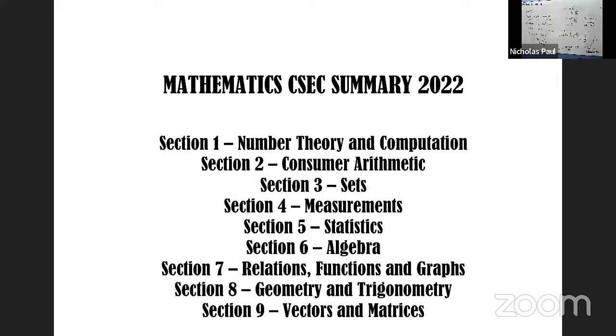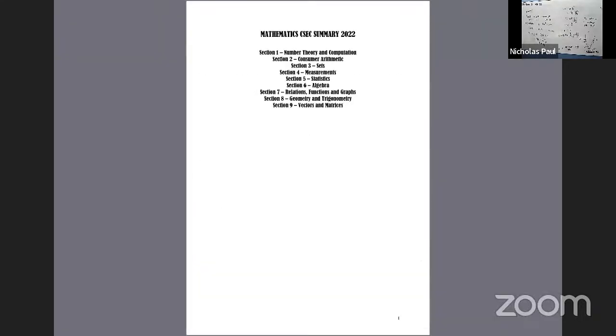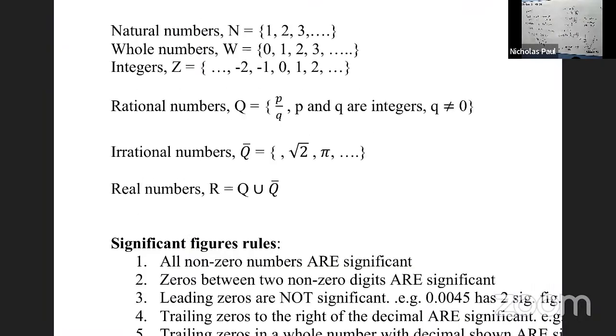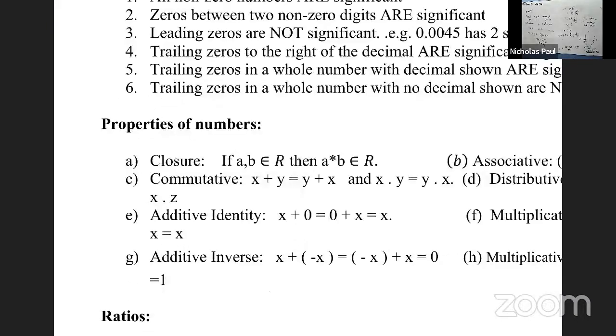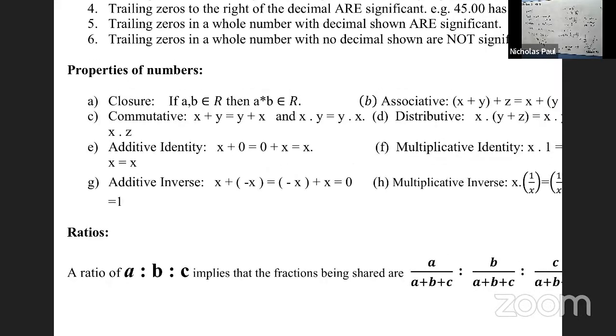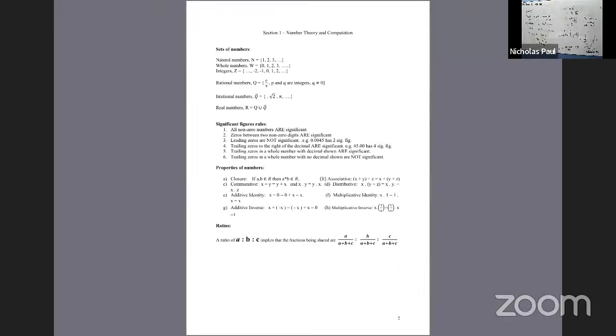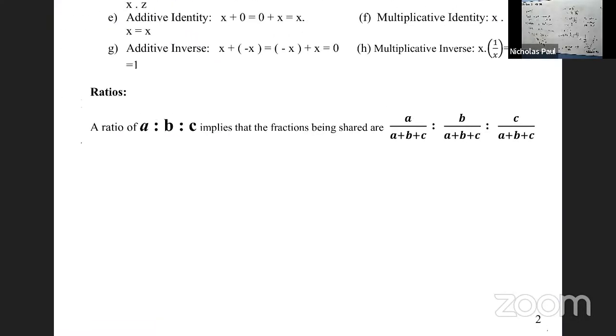Theory, right? Lastly, we looked at number theory. We talked about how the numbers evolved from natural to real numbers. We talked about significant figures, additive identity and all those properties of numbers, right? Today we're moving on to some consumer arithmetic and simple things like ratios.